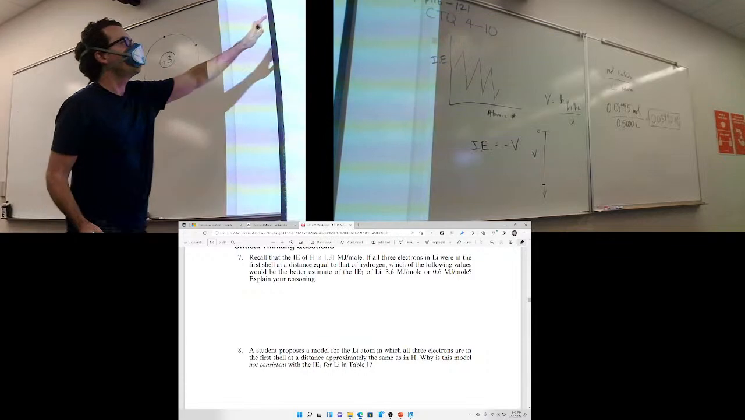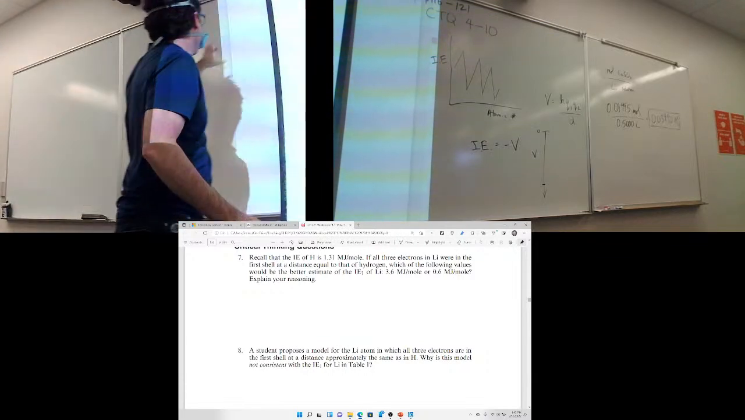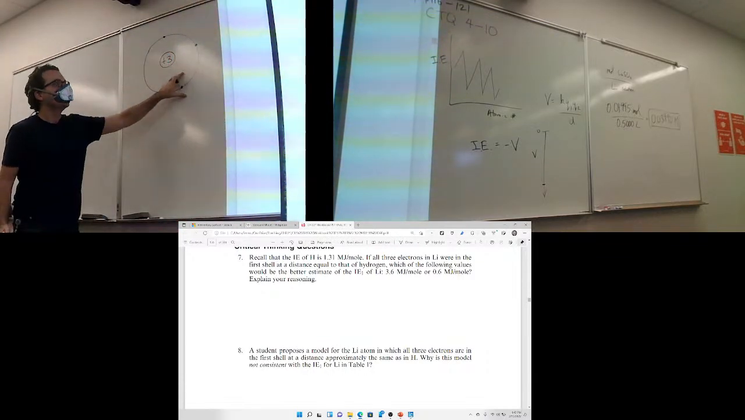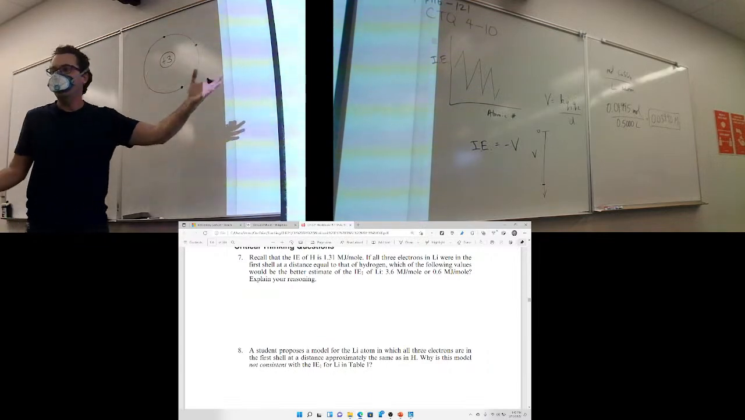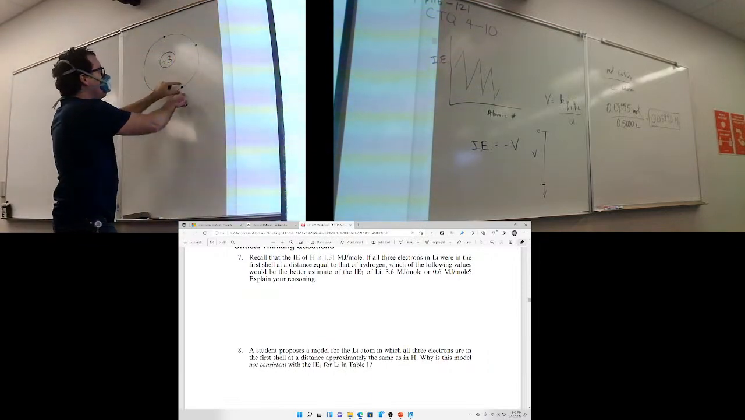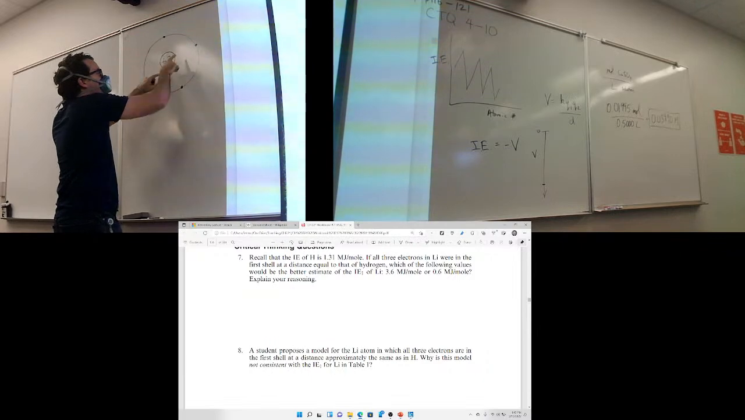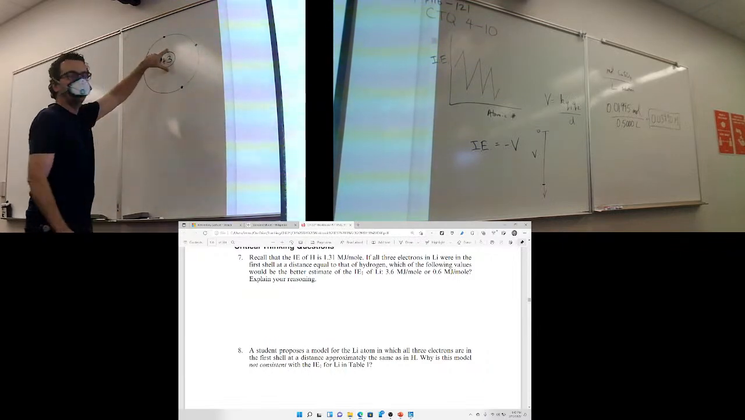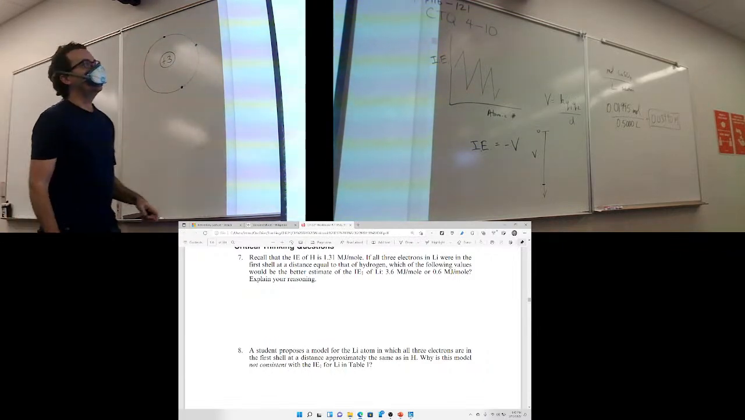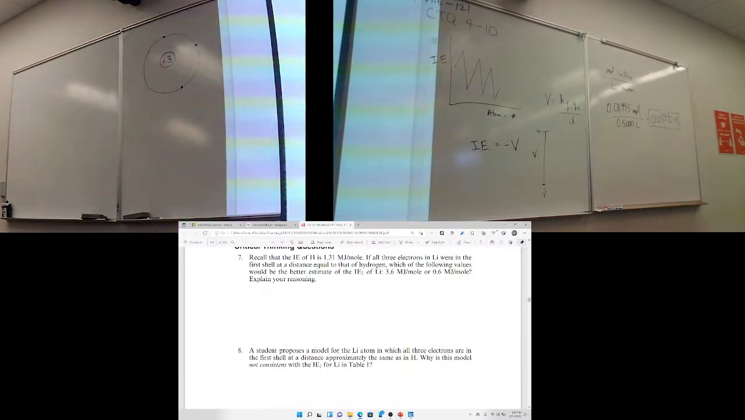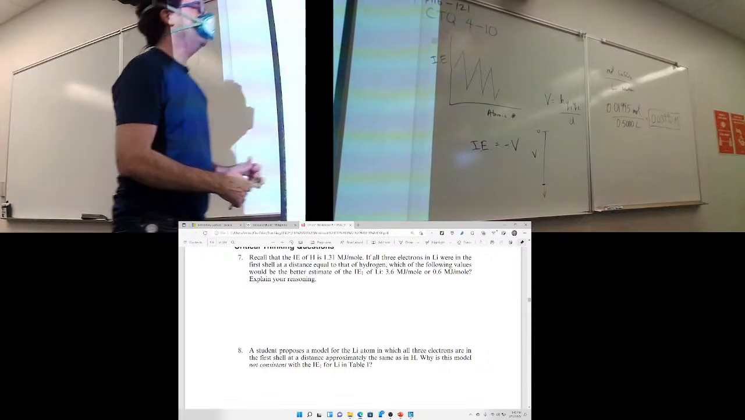What would make sense for an ionization energy for lithium if this was the case? It would be much bigger than helium's. If that third electron was in the same shell as the other 2, and it was attracted by a +3 charge, it would have a much higher ionization energy. We would predict somewhere around 3.6 megajoules per mole, triple what hydrogen's is.